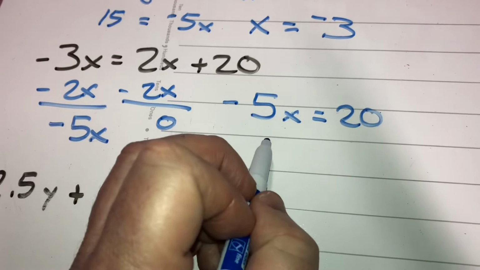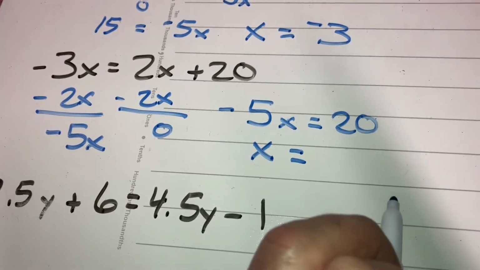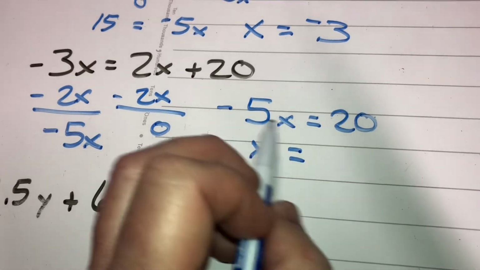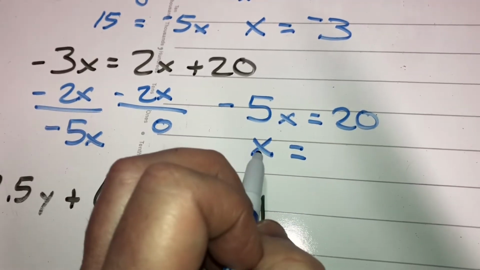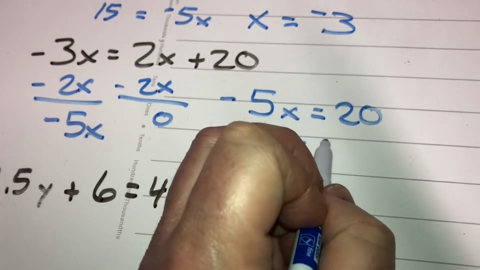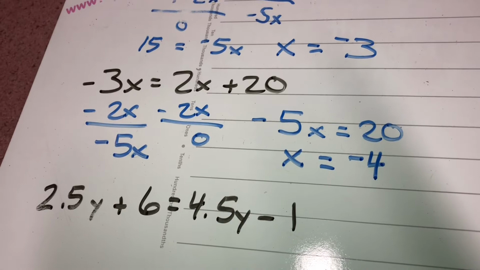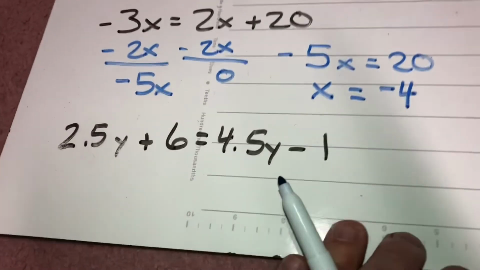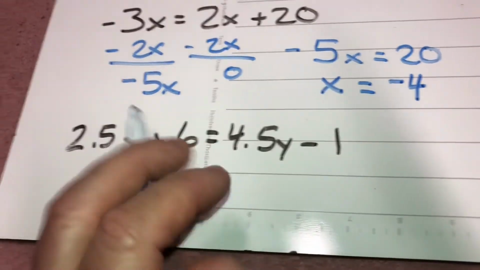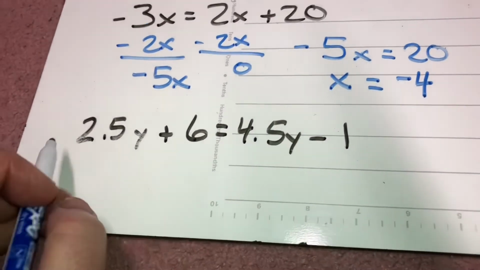And once again, I'm dividing both sides by negative 5. And negative 5x divided by negative 5 is just x. 20 divided by negative 5 is going to be negative 4. x equals negative 4. Last one for our video today, 2.5y plus 6 equals 4.5y minus 1.